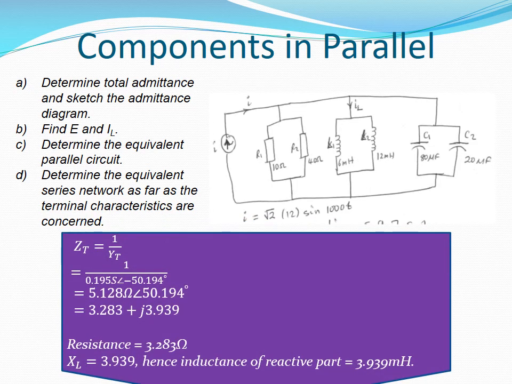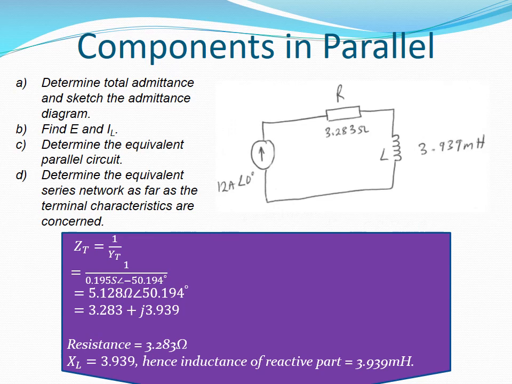To obtain the equivalent series network, we calculate the total impedance of the network and express it in rectangular format. In this case, we are given the total admittance. Therefore, the total impedance is equal to the inverse of the total admittance, and it works out as 3.283 plus J 3.939. Therefore, the equivalent circuit consists of a resistance in series with an inductance.